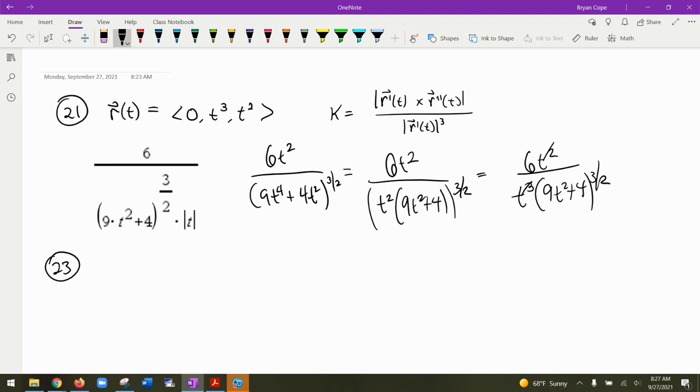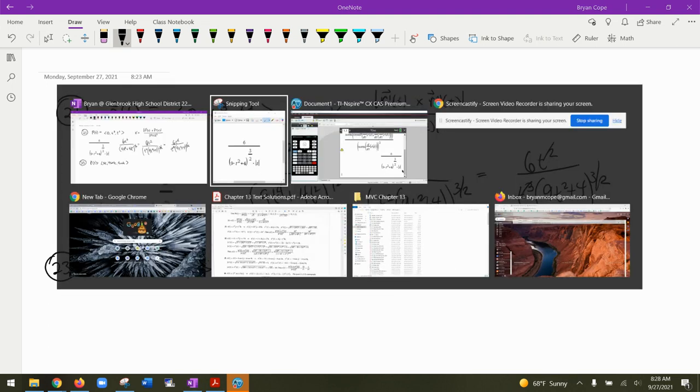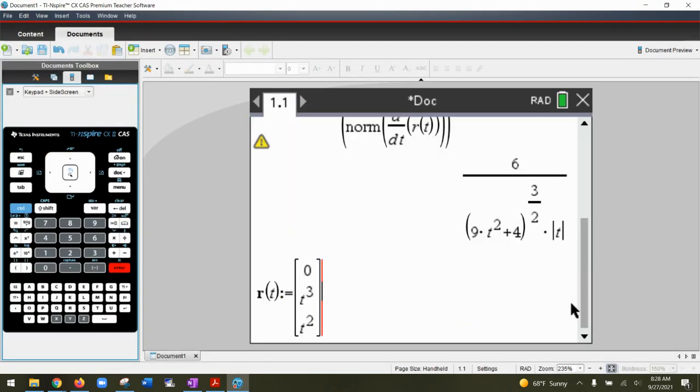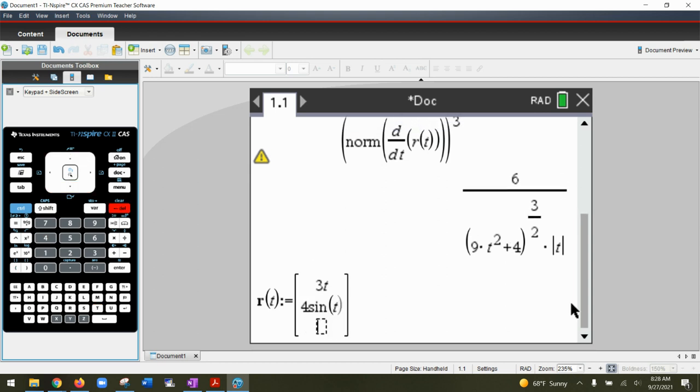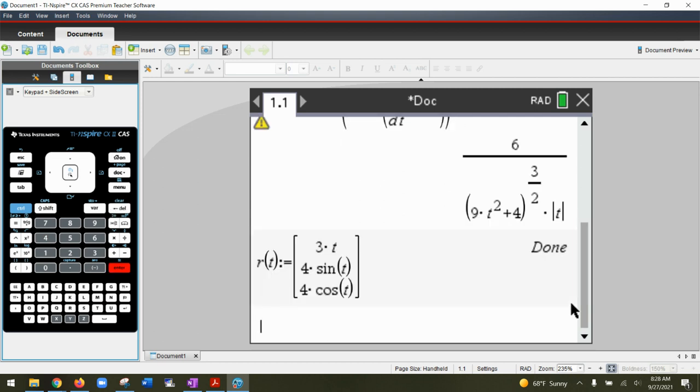Same type of problem. So r of t equals 3t for our x component, 4 sine t for our y component, and 4 cosine t for our z component. So that would be a helix. Go back now and just define our function differently. So 3t for the first component, 4 sine t for the second component, and 4 cosine t for the last one. Yes, I copied that right.